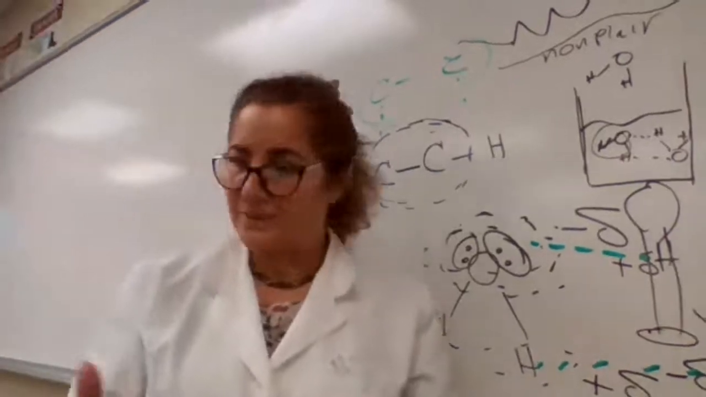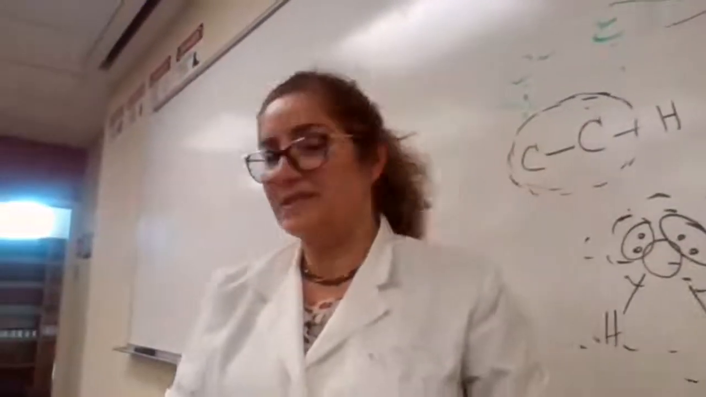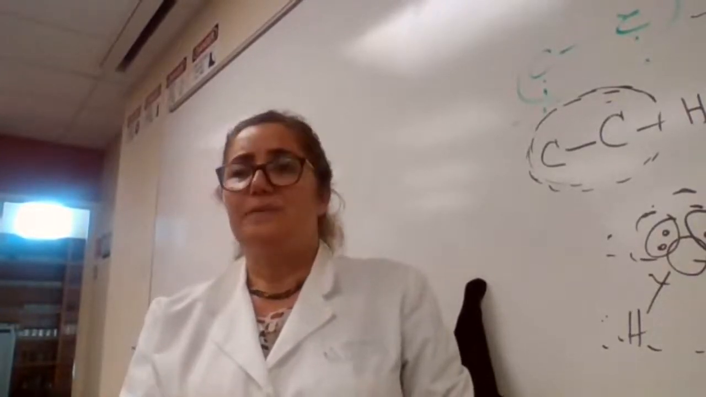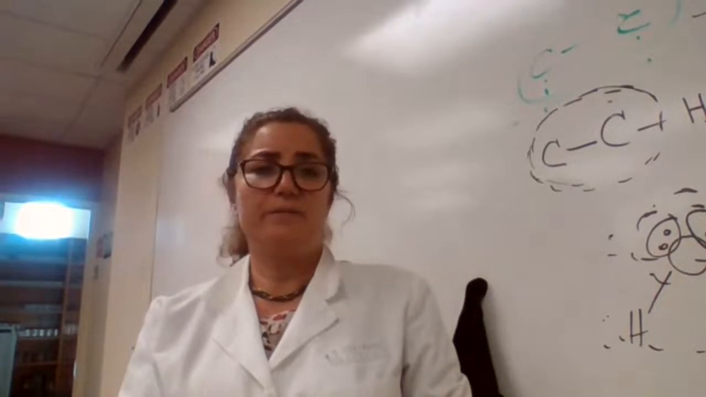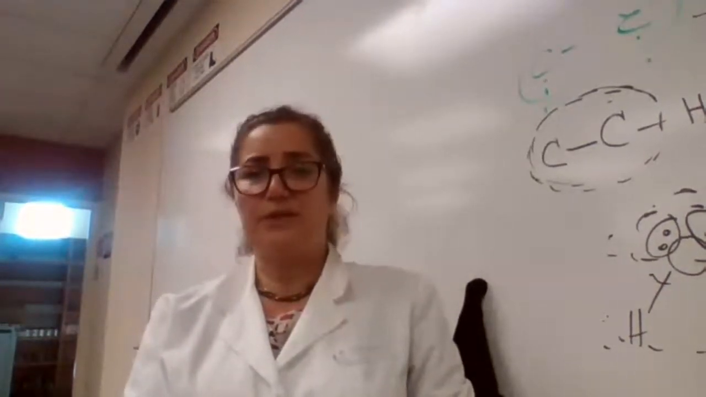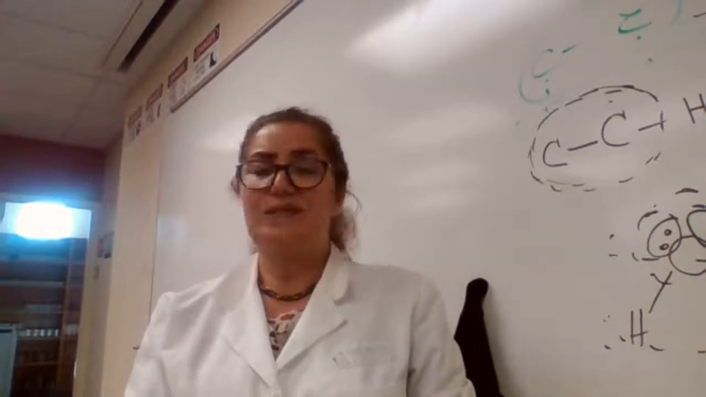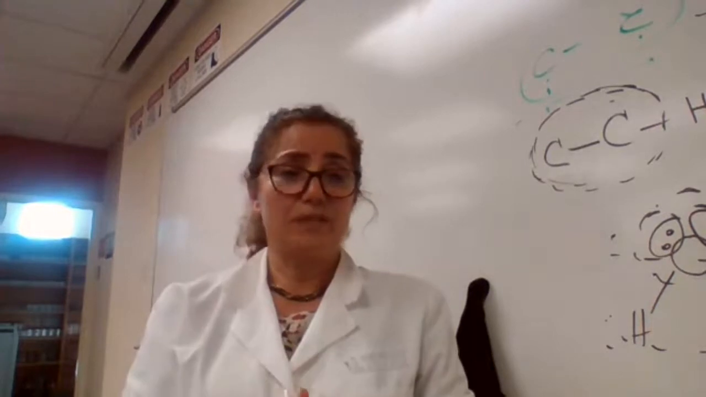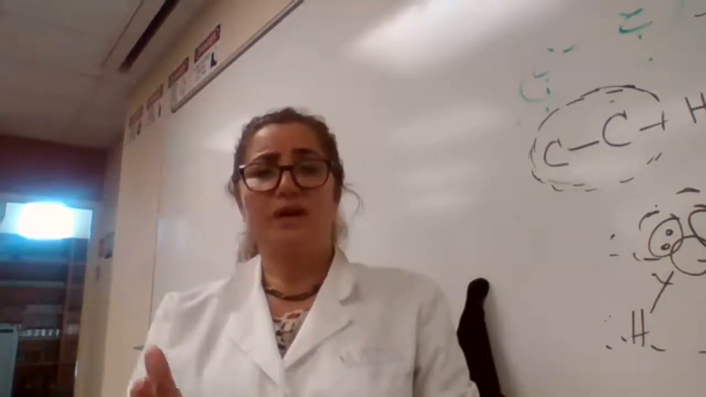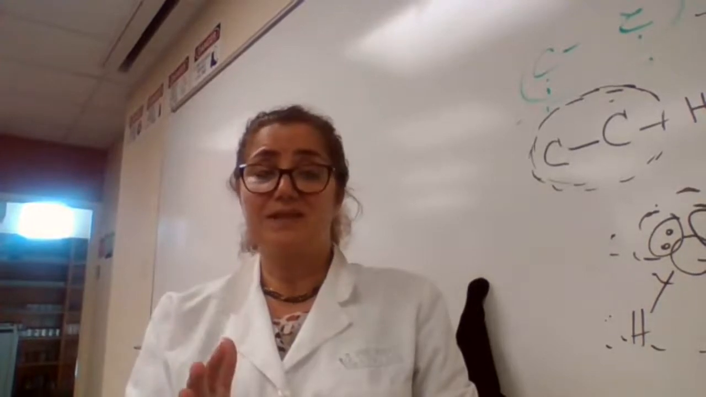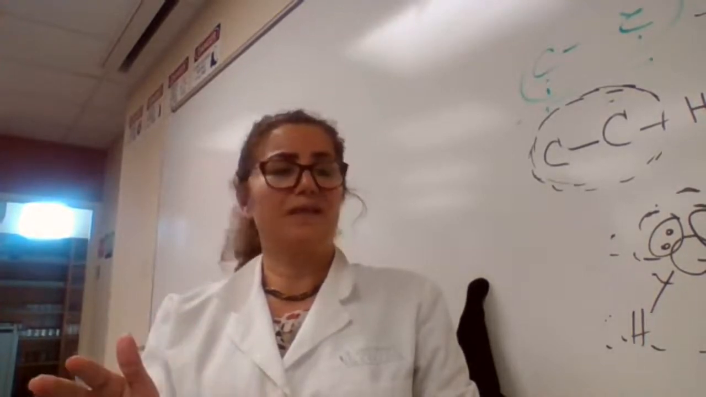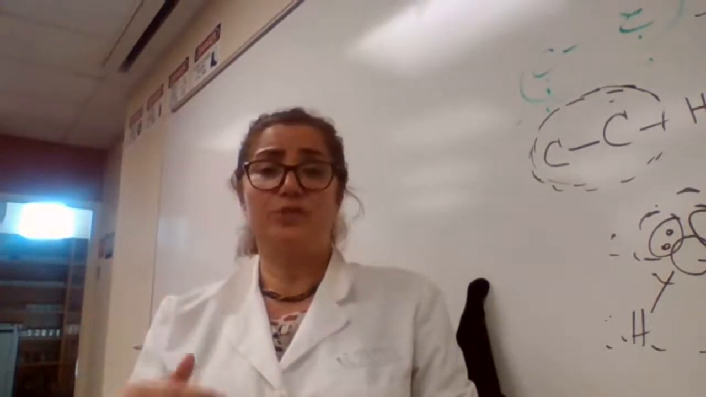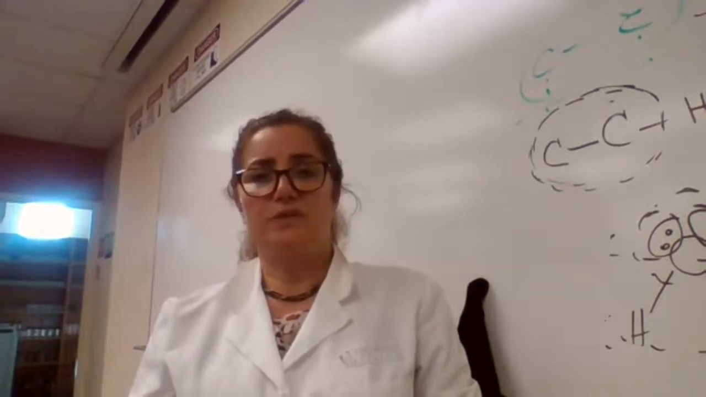So what is melting point? Melting point is the temperature at which a solid changes to liquid. Melting point for organic compounds is relatively low compared to inorganic compounds. I'll give you one example. Let's say sodium chloride, which is not a very big molecule. Sodium chloride is table salt. Table salt melts at 800 degrees Celsius. That is a very high number. So you have to increase the temperature to 800 degrees Celsius for it to melt.